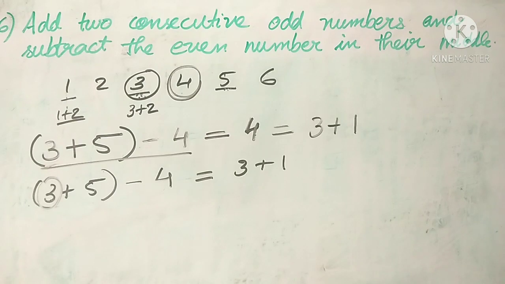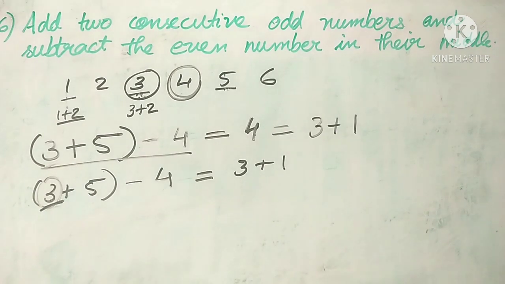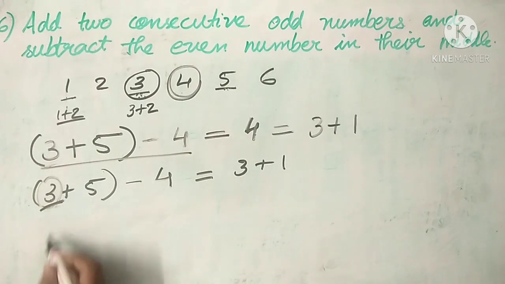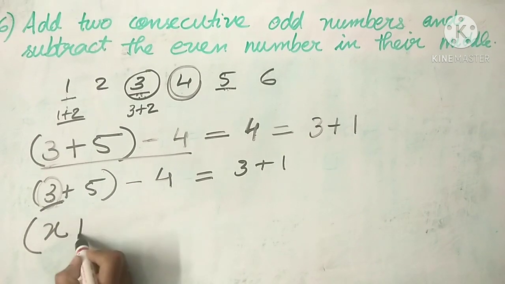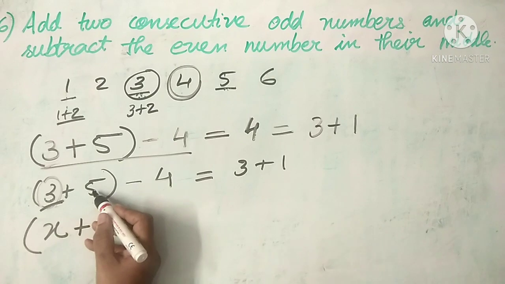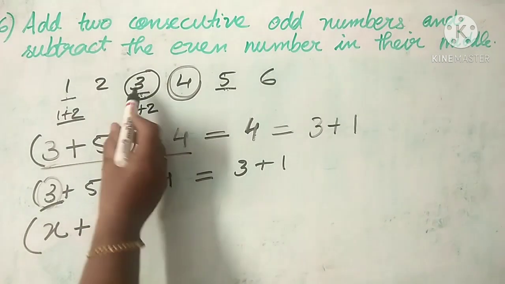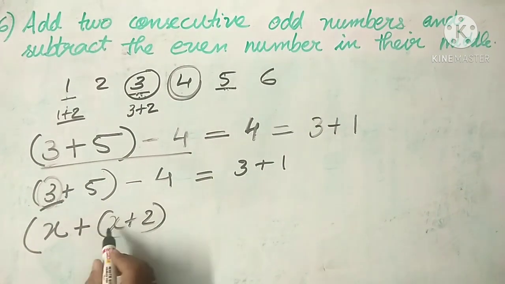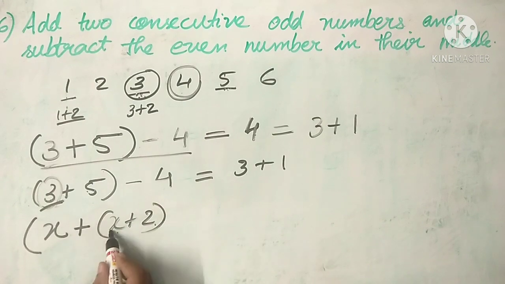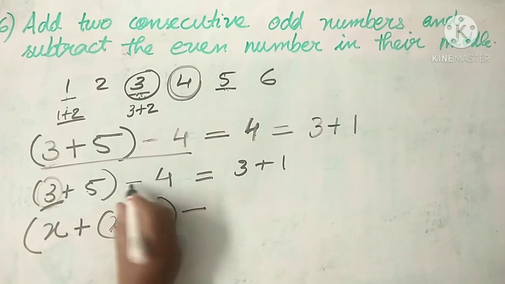Now let us express this in an algebraic way. In the algebraic expression, we take the first number as x. So here, instead of 3, I write x, plus 5. 5 is the consecutive odd number. We get the consecutive odd number by adding 2 to the number, so 5 is x plus 2. 3 plus 2 is 5. After that, minus 4.